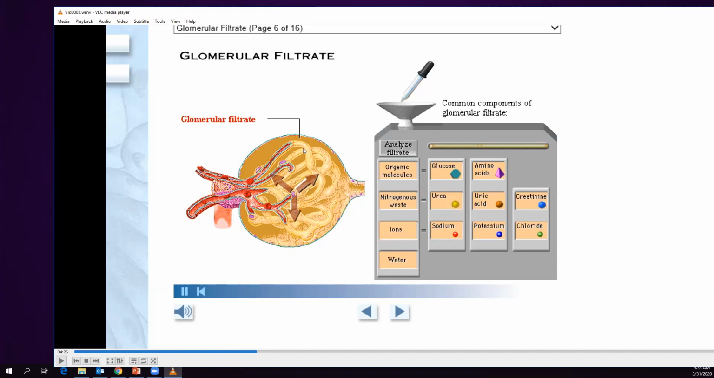So a really good example of this is a kangaroo rat. And so kangaroo rats never ever drink.